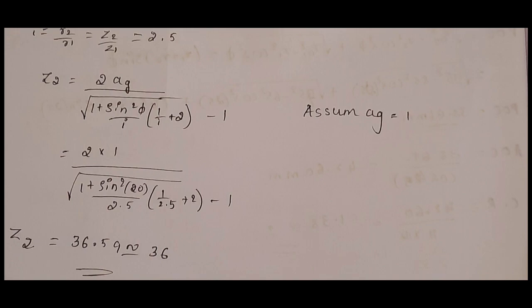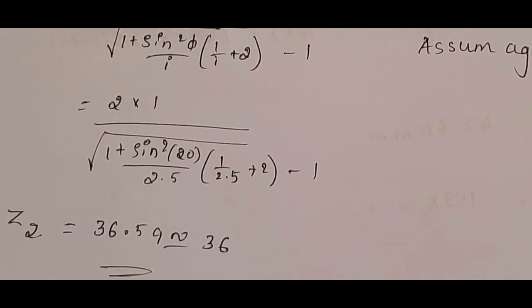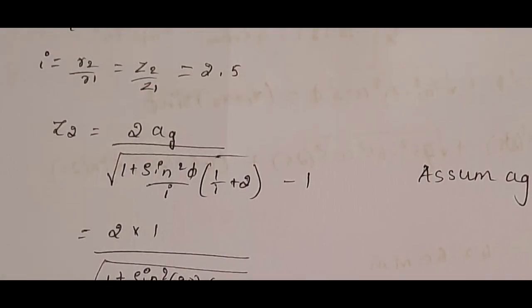What is the number of teeth? 36.59. So standard teeth, we are going to take it as 36. You couldn't take the number of teeth as 37 as per the design standard. That's why we take it as 36. So now you come to know that Z2, the number of teeth present in gear 2. Now you can easily find the solution by using this relation.